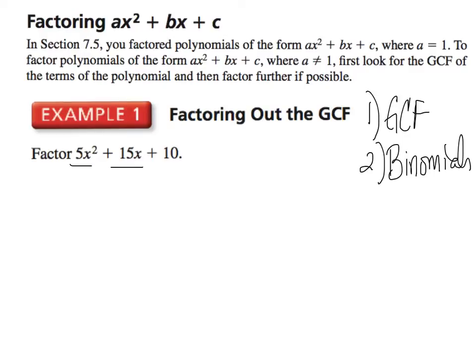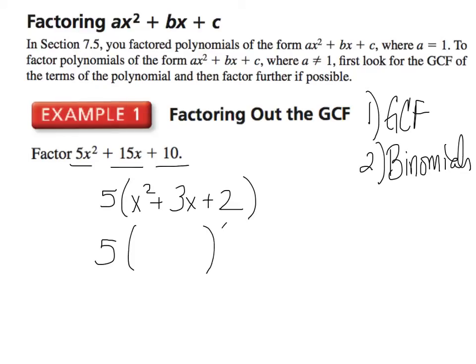So in this example, we have 5x squared plus 15x plus 10. We want to factor out a GCF. In this case, it'd be 5. So we're going to factor out a 5, which will give us x squared plus 3x plus 2. And now we're going to factor that into binomials. So we're going to bring down the 5. Don't forget to bring down that 5.